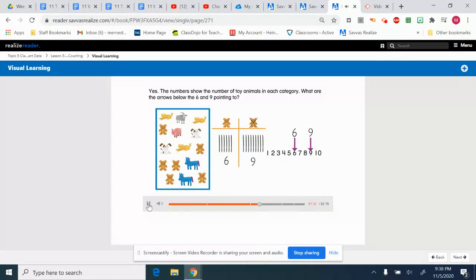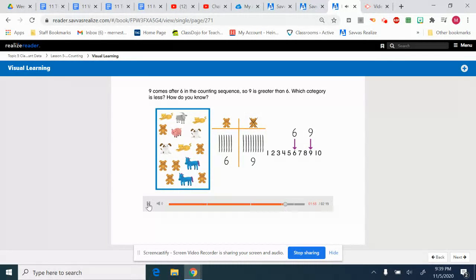What are the arrows below the 6 and 9 pointing to? The arrows are pointing to where the numbers 6 and 9 are in the counting sequence. Which category is greater? Oh, you know the answer to that one. The toys that are not teddy bears. How do you know that category is greater? Because 9 is greater than 6, or 9 comes after 6 when we count.